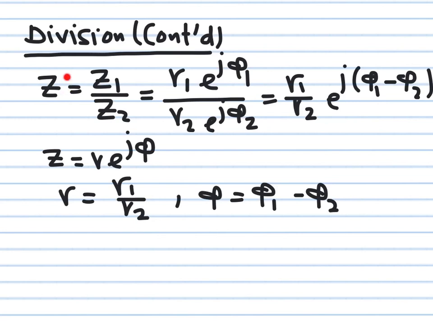But this division, Z1 over Z2, is equal to R e to the J phi. This is the result of the division. So you can see that the modulus of the division is equal to the modulus of the first complex number divided by the modulus of the second complex number, while the phase of the division, the angle of the division, is equal to the angle of the numerator minus the angle of the denominator.